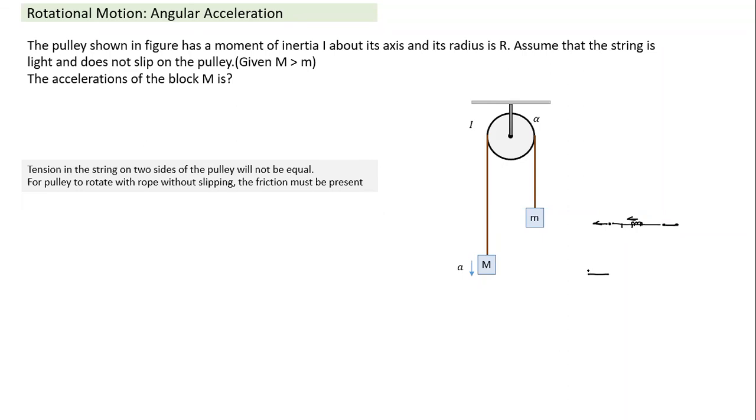So if I take a small piece of the string, here the tension is T, and in between, because of friction, some force F1 is also acting. The tension at the other end becomes equal to T plus F1. So the net force on the small piece of string has to be zero. So something like this is happening. The friction must be present. Then only it will happen.